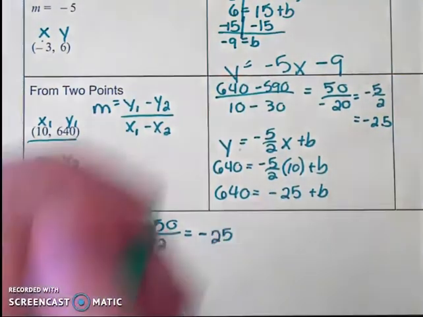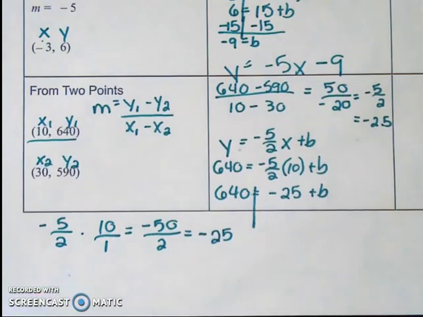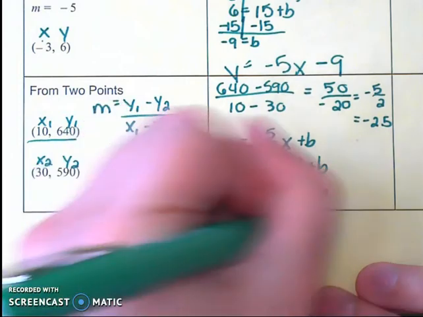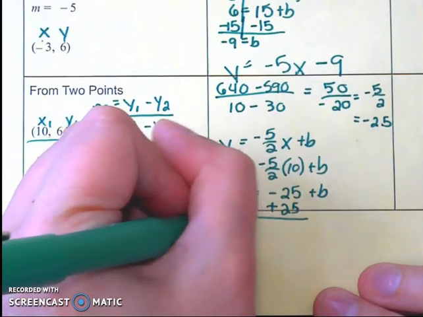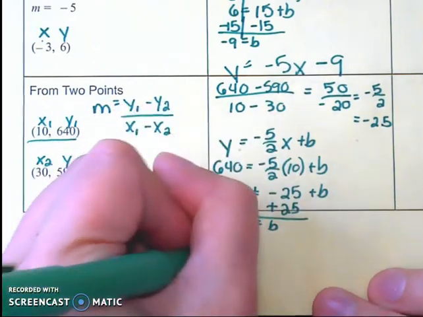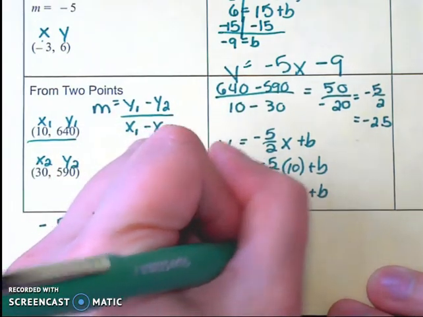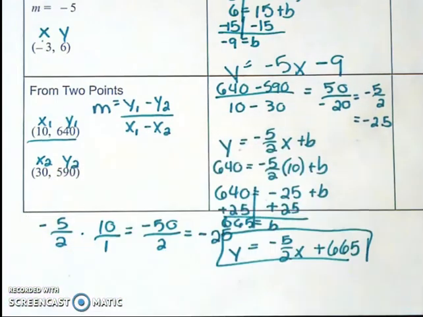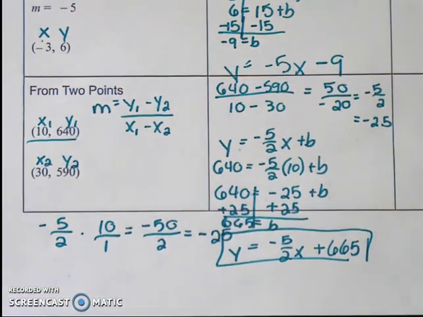Now, I want to solve for b, and I want to get rid of that negative 25. So I add 25 on both sides. And that gives me 665 equals b. So our equation now is y equals negative 5 halves x plus 665. On these kinds of problems, it's probably a good idea to go ahead and box your answers.